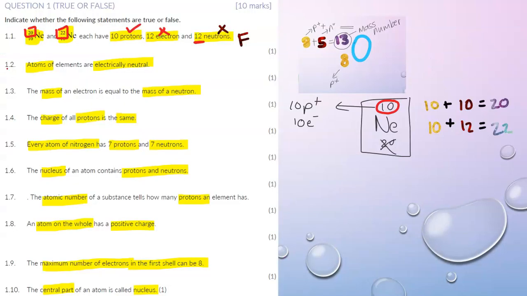Okay, so if we come back to 1.2, atoms of an element are electrically neutral. That is true. So the inside is positive, the outside is negative, but if you look at the whole picture, it is electrically neutral.